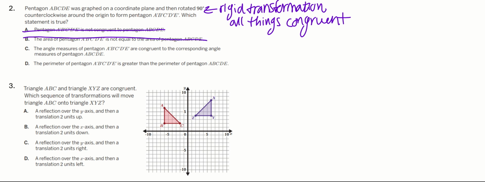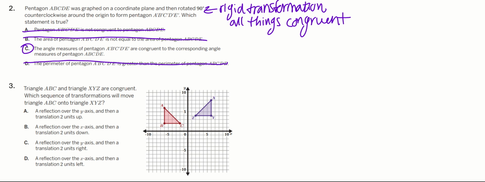The angle measures of pentagon A prime, B prime, C prime, D prime, E prime are congruent to the corresponding angle measures of pentagon A, B, C, D, E. Well, that is true because if it's congruent, it means it all is equal. And then the last one, the perimeter of pentagon A prime, B prime, C prime, D prime, E prime is greater than the perimeter of pentagon A, B, C, D, E. That would not be true because that's not congruent.